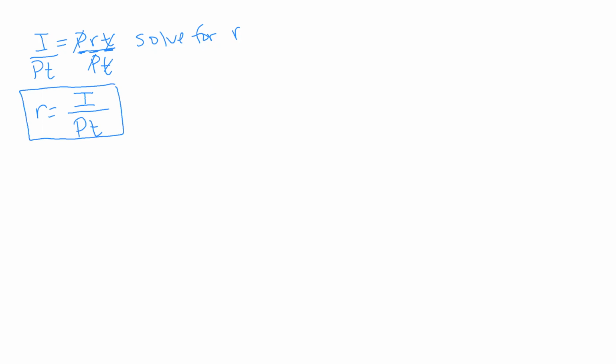So then the question we're asked would be something like, find R if I is 225 and P is 5,000 and T is 1. Okay. So we would take this new formula, R equals I over PT. We would plug in what we have.